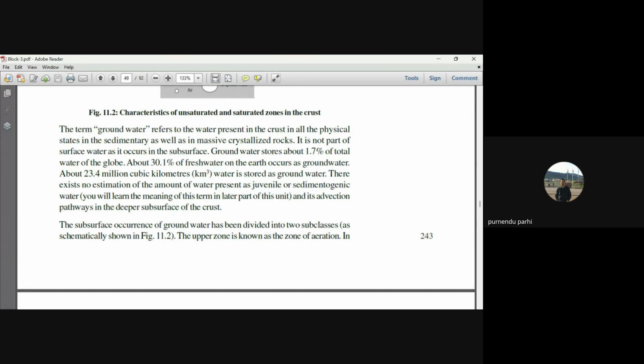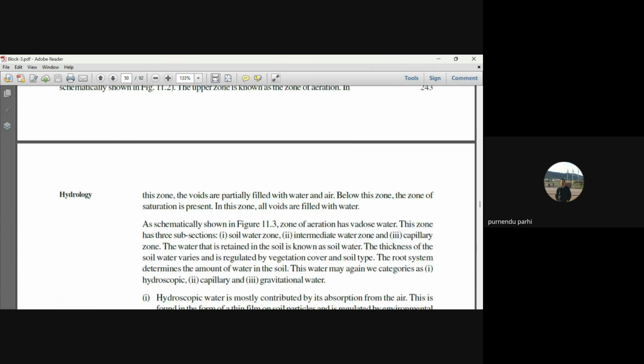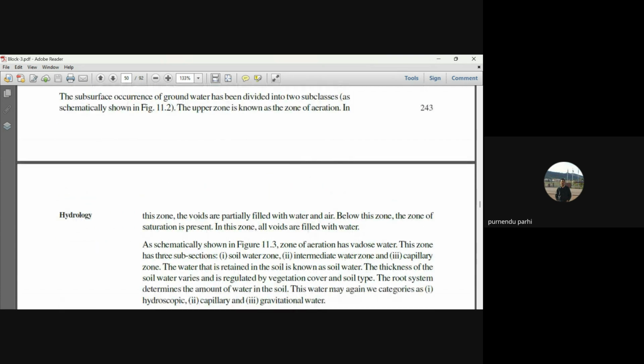About 23.4 million cubic kilometers of water is stored as groundwater. There exists no estimation of the amount of water present as juvenile or sedimentogenic water and the advection pathway in the deeper surface of the crust. The subsurface occurrence of the groundwater has been divided into two classes.